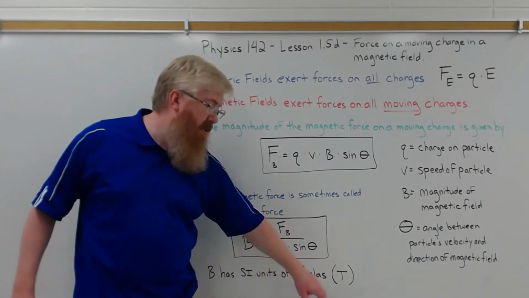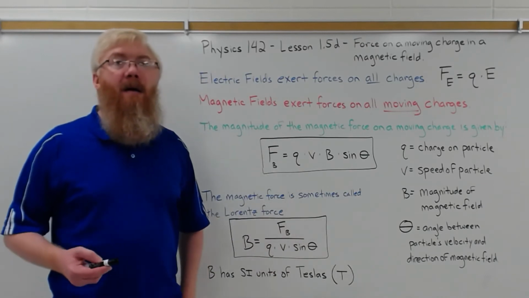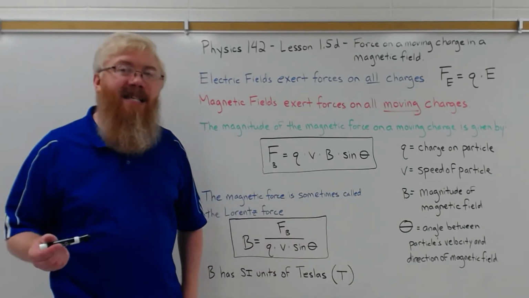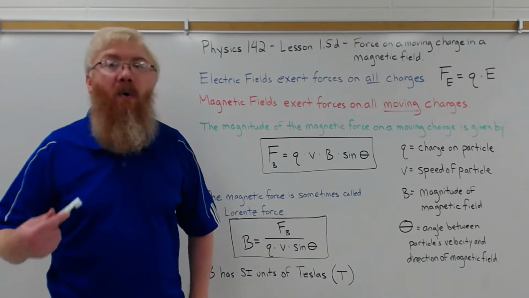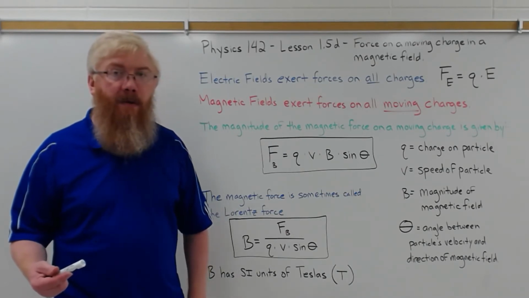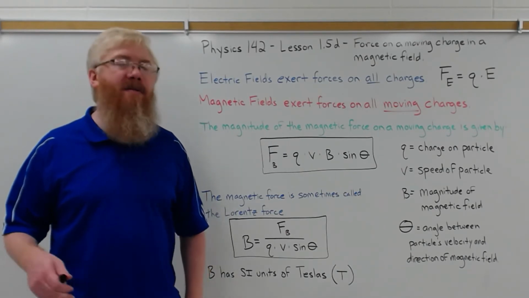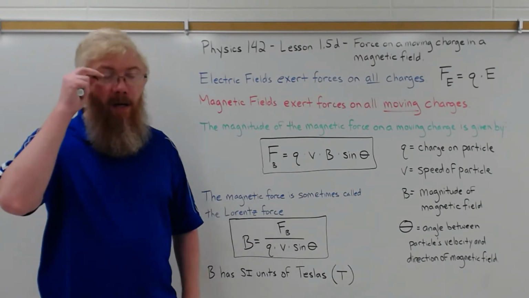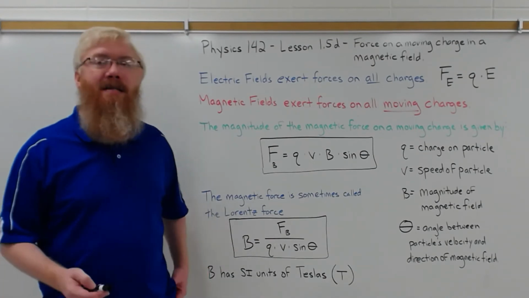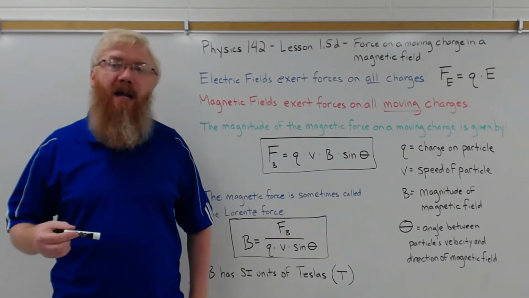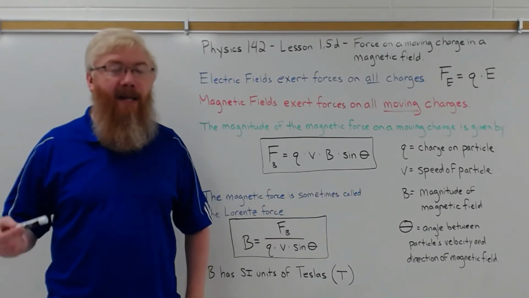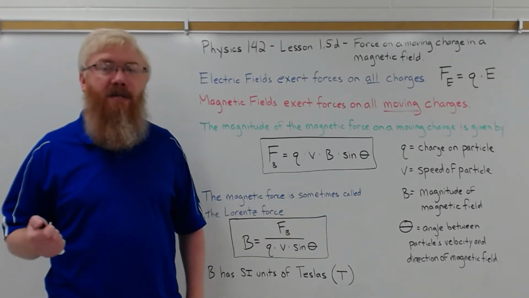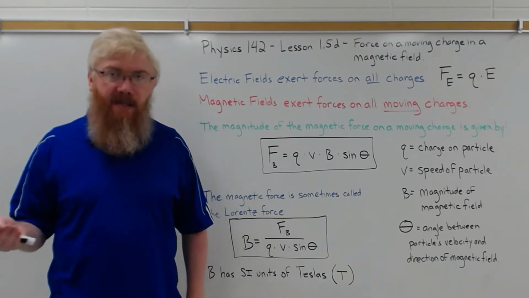Magnetic field has SI units of what are called Tesla. Tesla is represented by a capital T. Magnetic field strengths of Teslas are usually incredibly powerful magnetic fields. A 1 Tesla magnetic field is a very powerful magnetic field. Prior to this, your book talks about an earlier unit for magnetic field called the Gauss, and that's still actually quite commonly used.